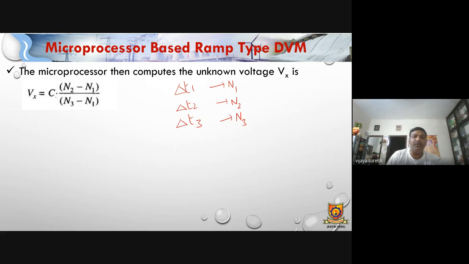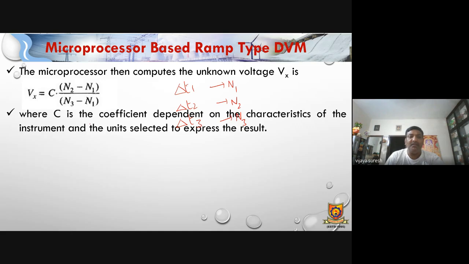So here we are going to use lines. Vx equals C into N2 minus N1 divided by N3 minus N1. From this expression we are going to calculate, where C is the coefficient dependent on the characteristics of the instrument, just like a constant. Anyhow, it depends upon the number of pulses, N2 minus N1 divided by N3 minus N1. From this expression, we calculate Vx, nothing but the input voltage.